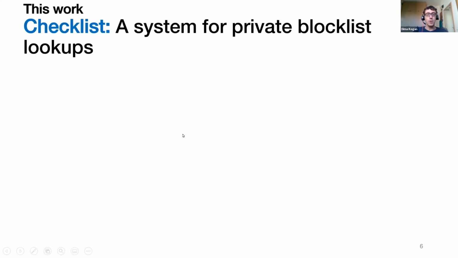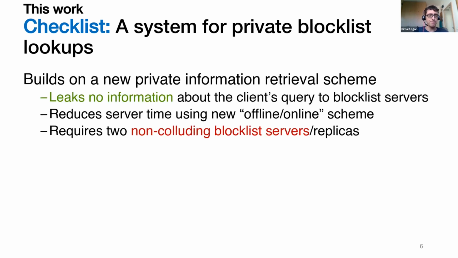And so in this work, we present a system for private blocklist lookups that satisfies those requirements. Namely, our system builds on a new type of private information retrieval scheme in which the client leaks no information about its query to the blocklist server. And in particular, we also improve the efficiency of our system compared to what would have been possible with previous state-of-the-art PIR protocols, using this new type of PIR scheme called offline-online PIR.